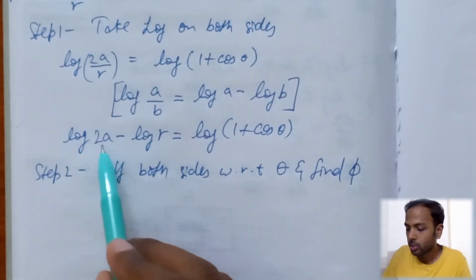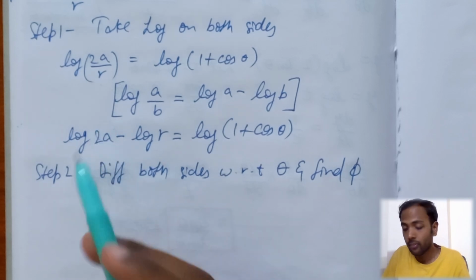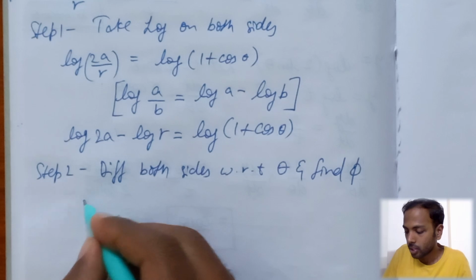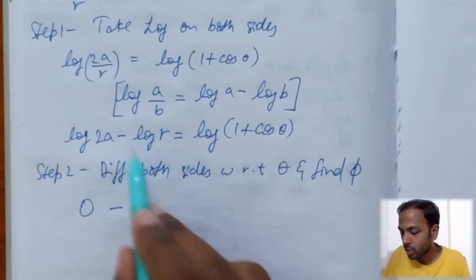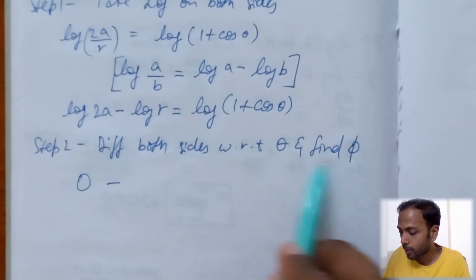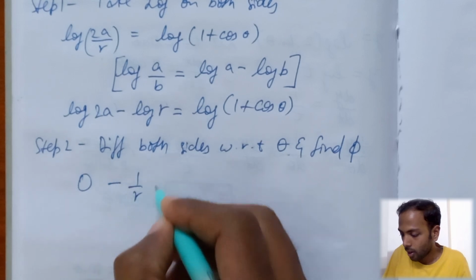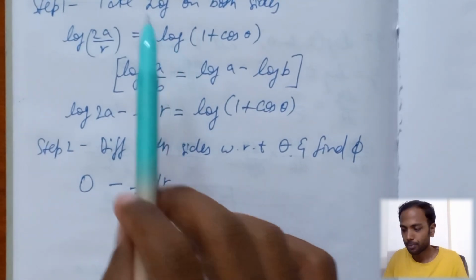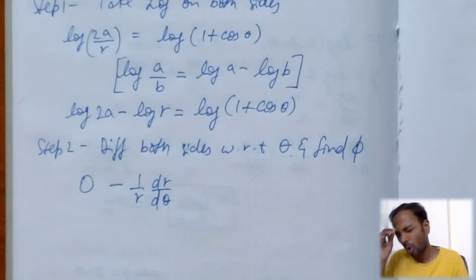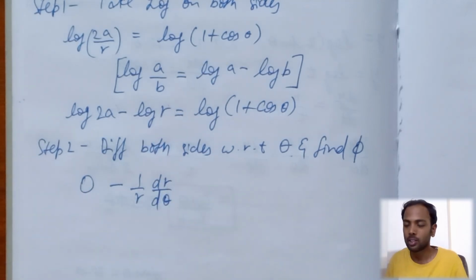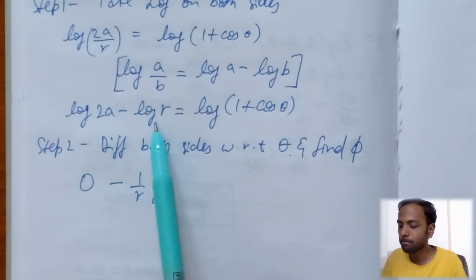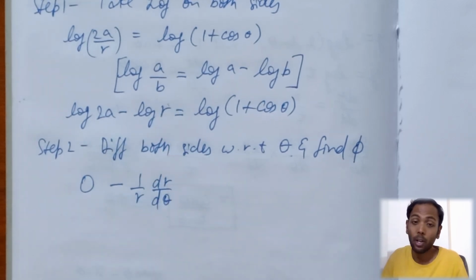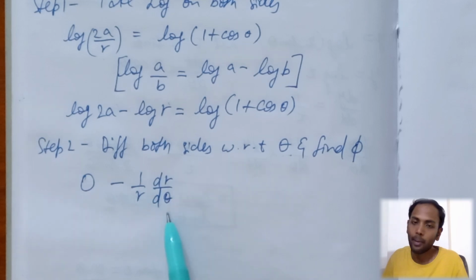So log a is a constant. A is a constant, so 2a will obviously be a constant. So log of 2a will obviously be a constant. The differentiation of a constant is 0. And the differentiation of log r with respect to theta is 1 by r into dr by d theta. In these pedal equation questions, you will always get log r. You will not get anything else. So just one shortcut, I would say: if it is log r, just put 1 by r into dr by d theta. If it was log w, it would be 1 by w into dw by d theta.